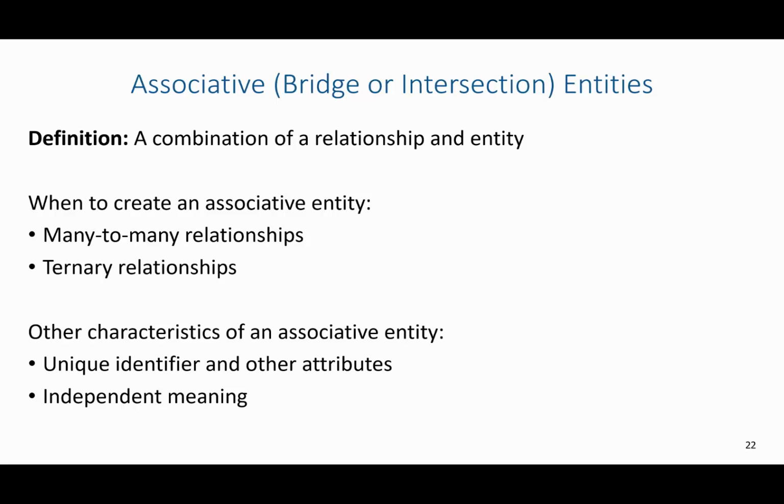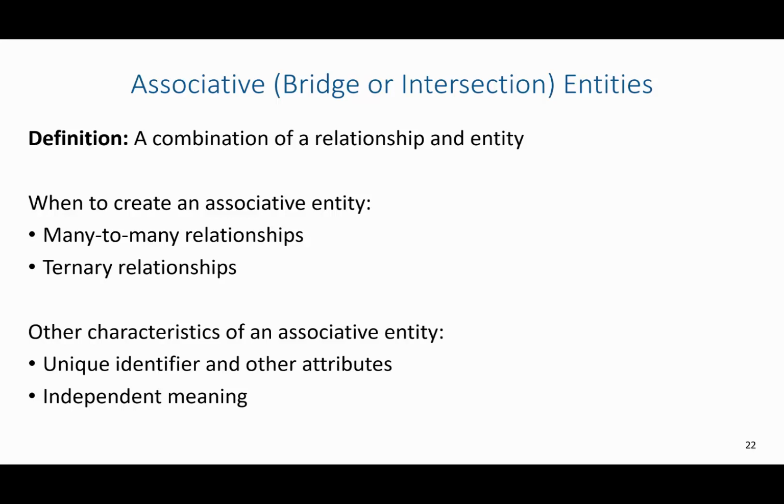In this video, we're going to continue with our discussion of relationships. Specifically, we're going to look at associative entities, which are also known as bridge or intersection entities. So an associative entity is a combination of a relationship and an entity. So when do we create an associative entity?